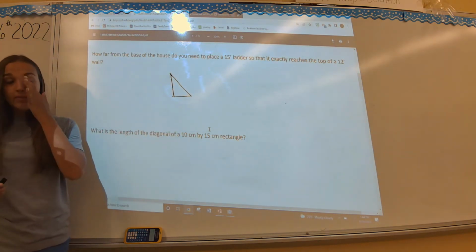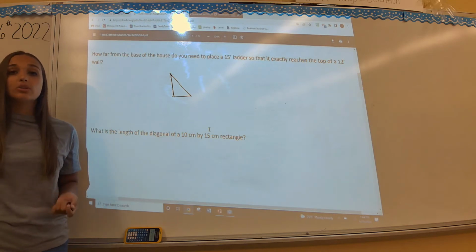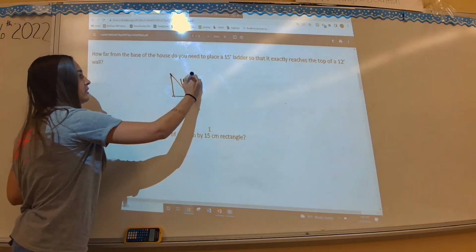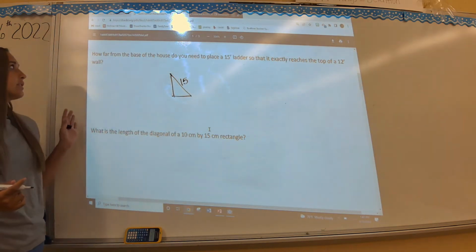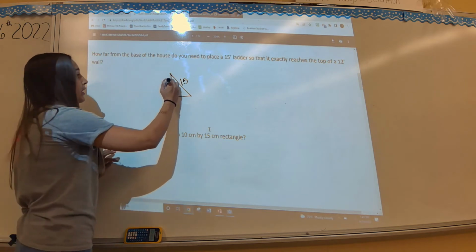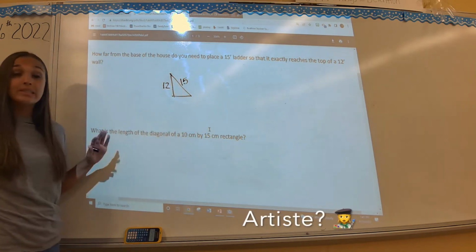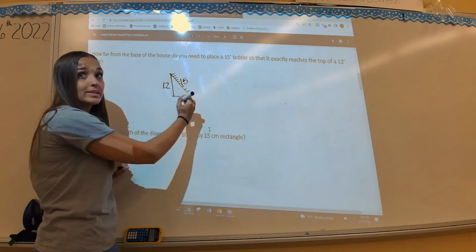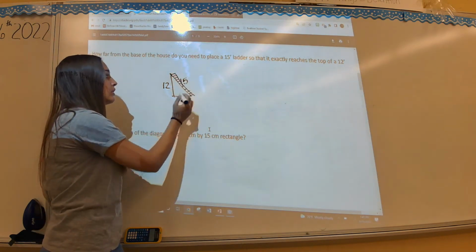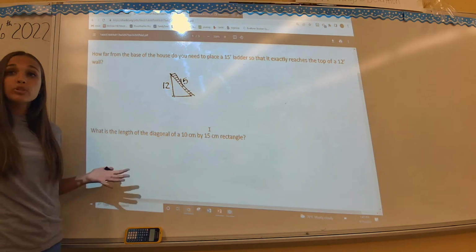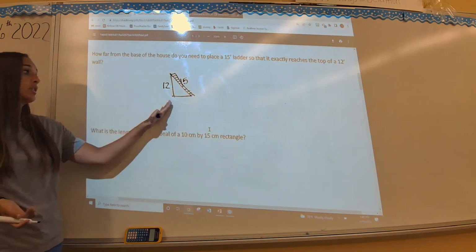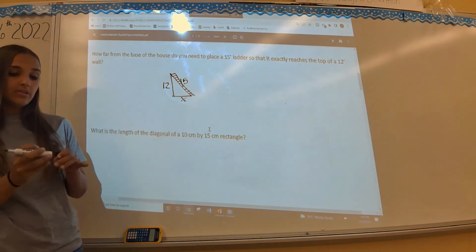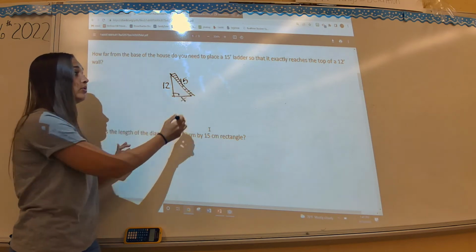And it says that my ladder is 15 feet. And when I'm going to put up a ladder, I put it up diagonally. So this is going to be my 15. And then it says it reaches a 12-foot wall. So this is going to be 12. If you want to be an artiste, you can put some drawings into it just to give you some more excitement, because I know this is so exciting for everyone. And what we're trying to find is how far from the bottom of the house we should place the ladder. So that's my x.